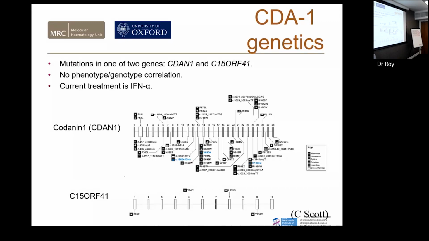And the top one is the one where there are the most mutations. You see all of these black squares are known mutations, and the bottom one has far fewer mutations. And they're the two genes that, if you've got mutations in them, you get CDA1.